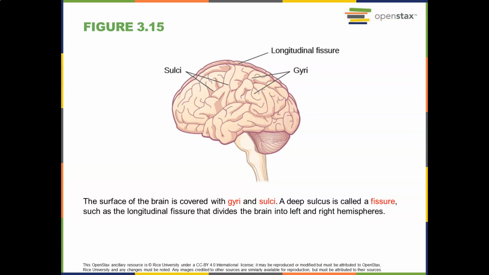And a fissure is basically a deep sulcus, like a deep folding or indentation within the brain. That's called a fissure. So right here, the longitudinal fissure goes all the way along here. That gives you an example of that.